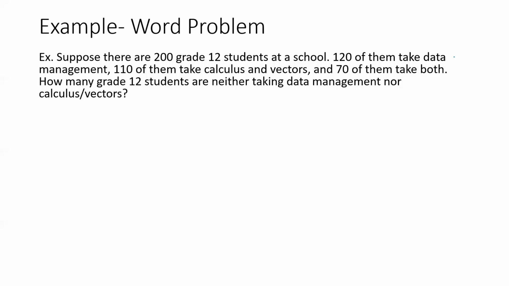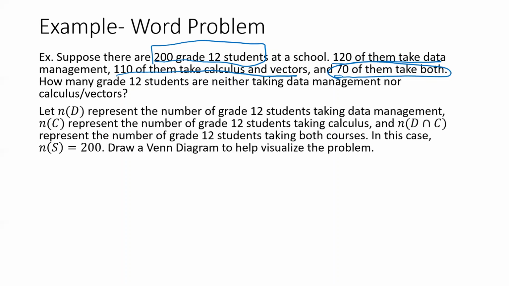So I'll just repeat everything just to make sure everyone's following along. 200 total students just for grade 12s, and 120 of them take data management, and 110 of them take calculus. And keep in mind that there are 70 that take both. So there's a group of students in this school that are not taking either course, right? The first thing I would recommend doing is drawing a Venn diagram to keep track of all the information. So I'm going to start by making this a little bit easier for myself.